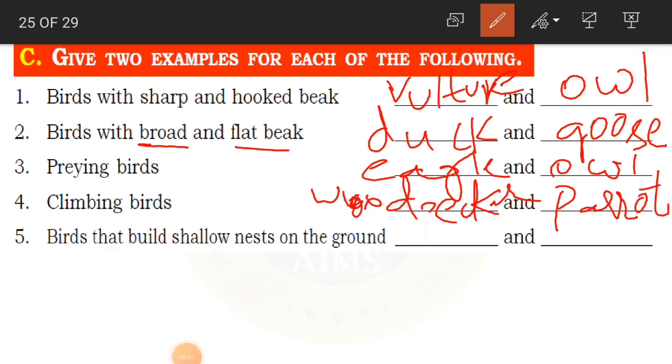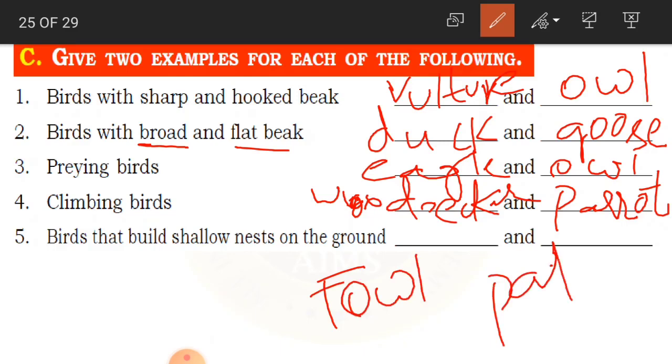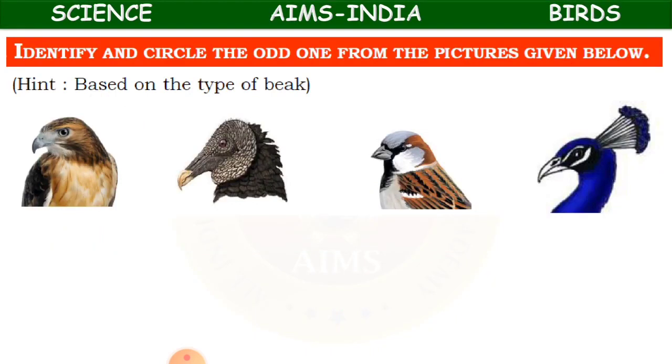Fifth one, children, birds that build shallow nests on the ground. So what did you learn? That fowl and partridge. This is true, children. Okay, so you have all this information in your slide. So please check it once again. Birds that build shallow nests are fowl and partridge. Okay, clear, children? So this is about the C exercises.